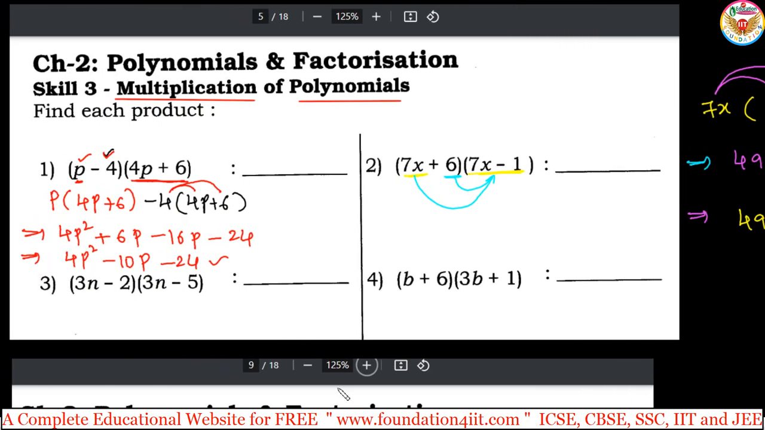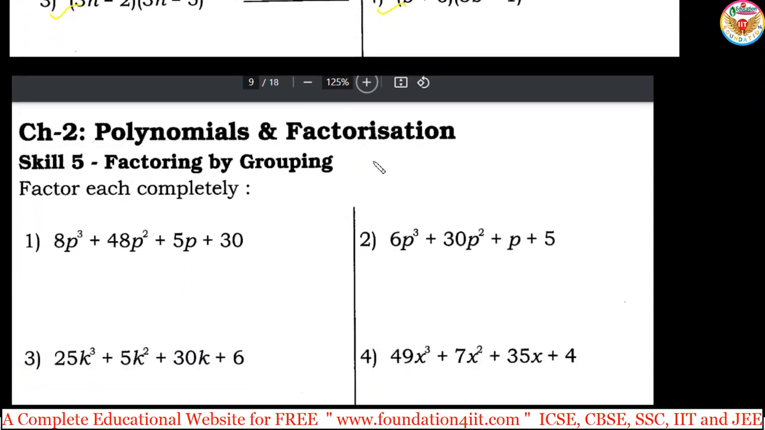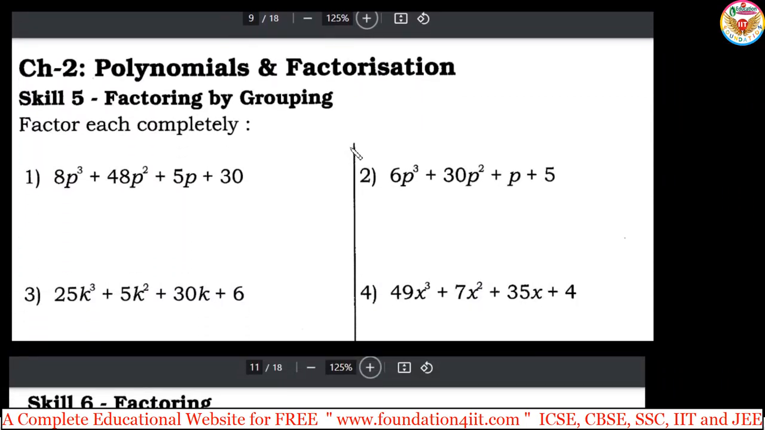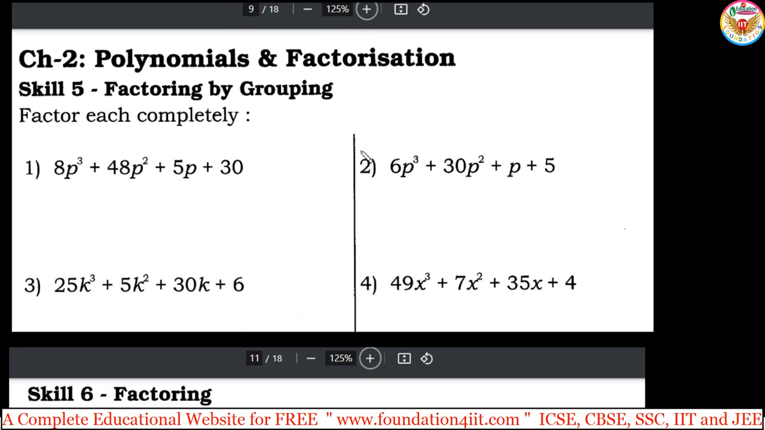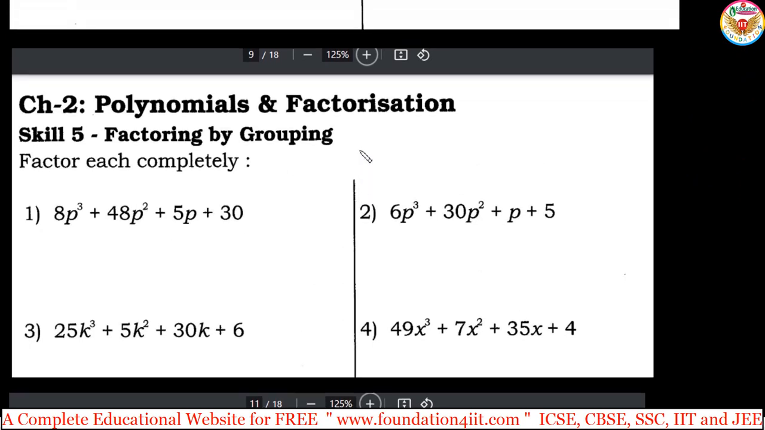You can continue problems 3 and 4 and in this page remaining all. Even on page number 6, 7 I am also giving various types of questions with polynomial multiplication. You can practice from the PDF file. Right. Next we will see one more skill in this, about factoring by grouping.